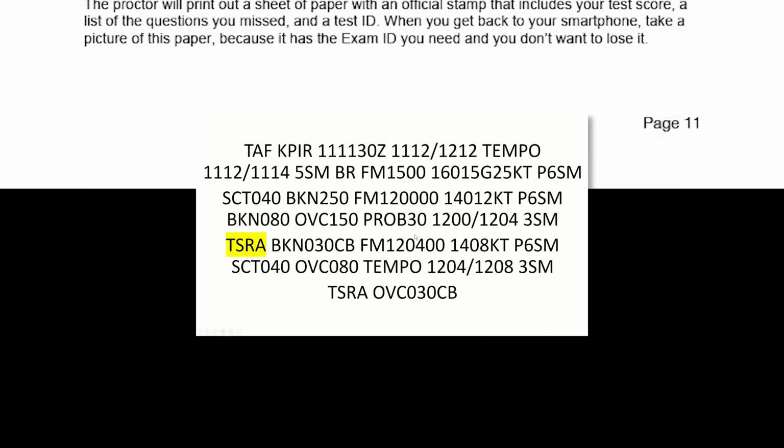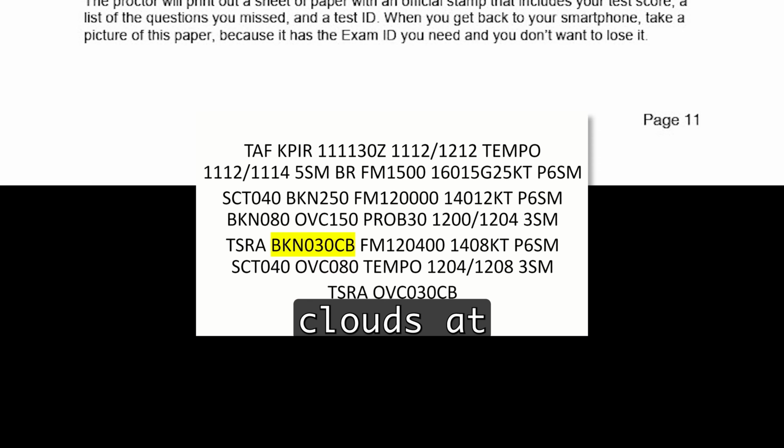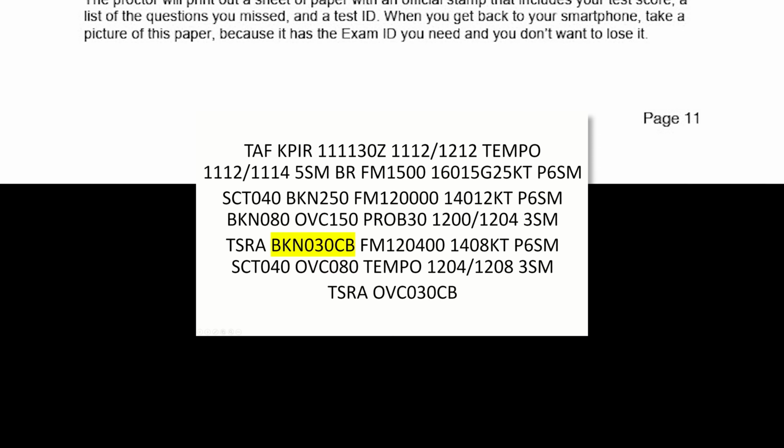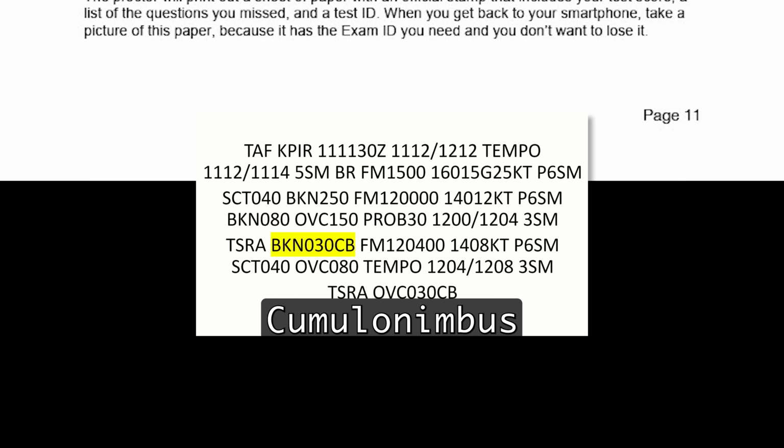TSRA, remember what that meant? Thunderstorms and rain. Broken clouds at 3,000 feet, cumulonimbus clouds.